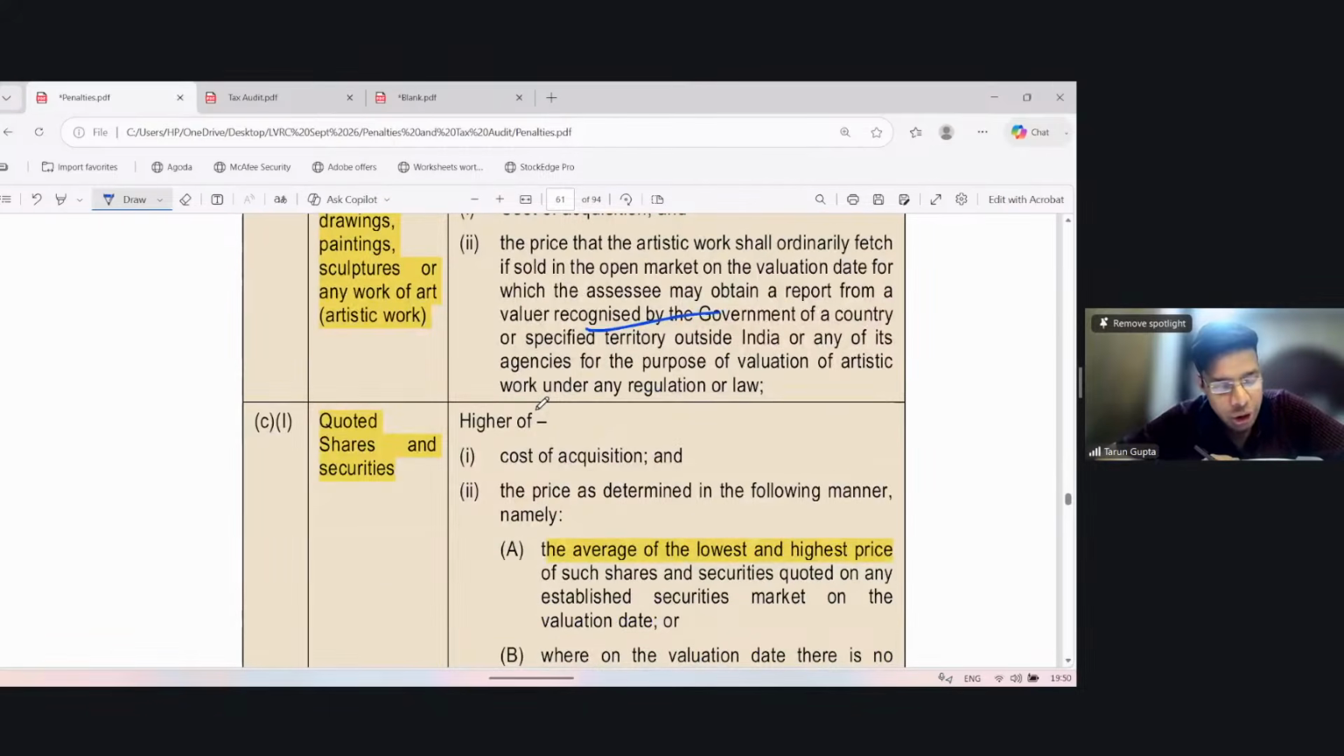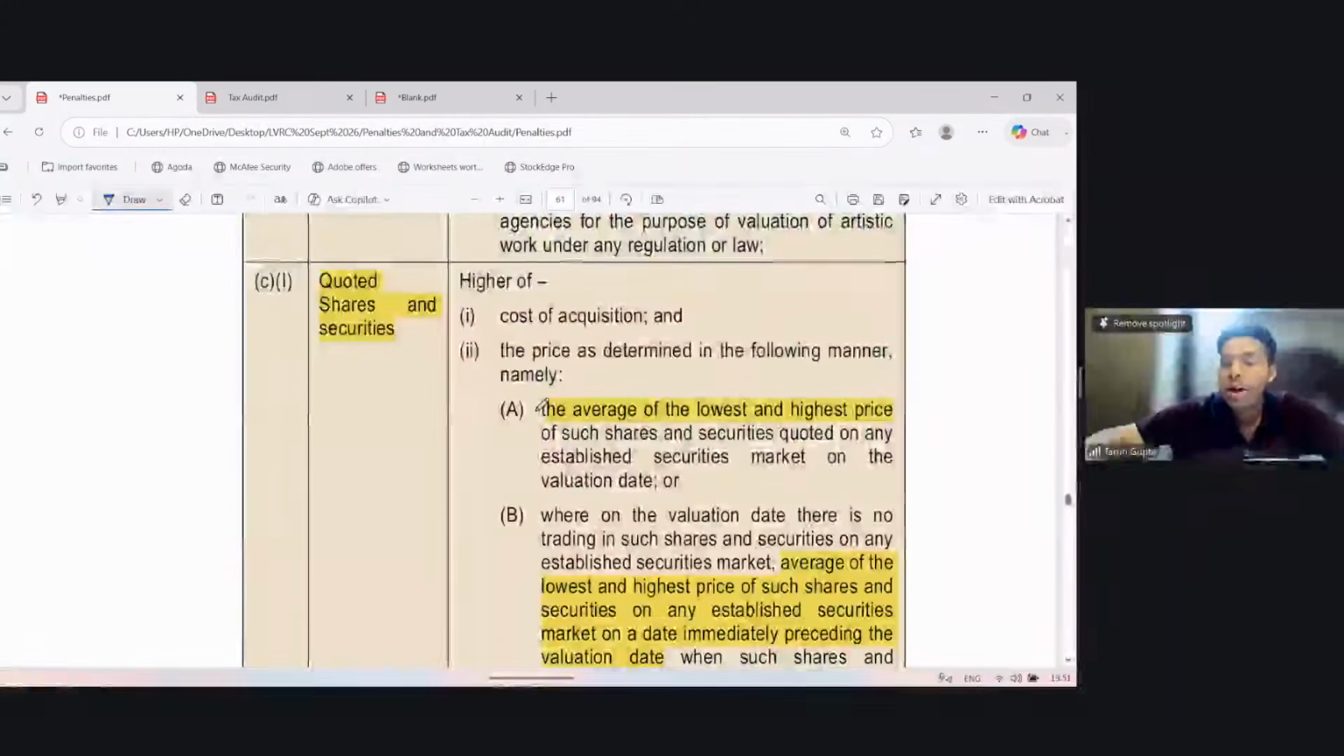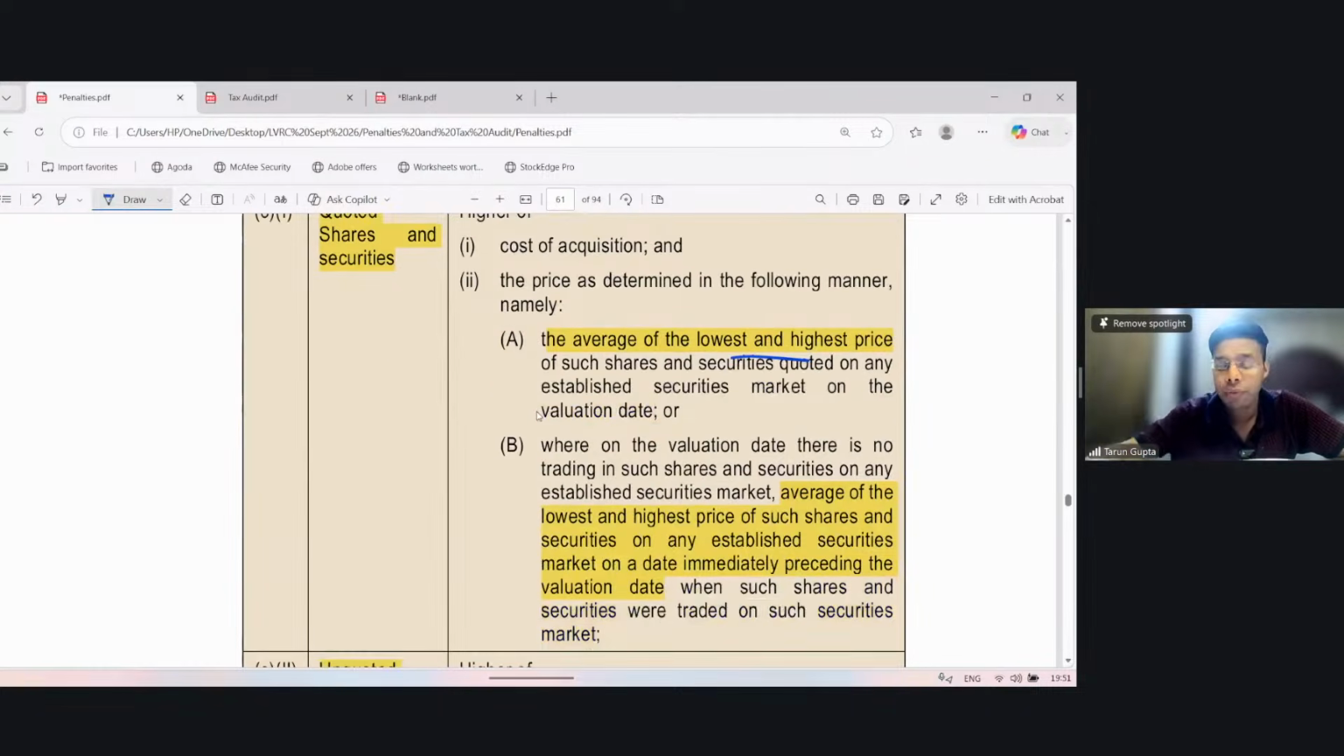Quoted share means the listed shares and securities. The value shall be the higher of the cost or the price determined in the following manner. So if they were trading on the valuation date, then the value shall be the average of the lowest and highest price on such date. However, if there was no trading on the valuation date, then the value shall be the average of the lowest and highest price of such share or securities on the date immediately preceding the valuation date when they were trading. Okay.